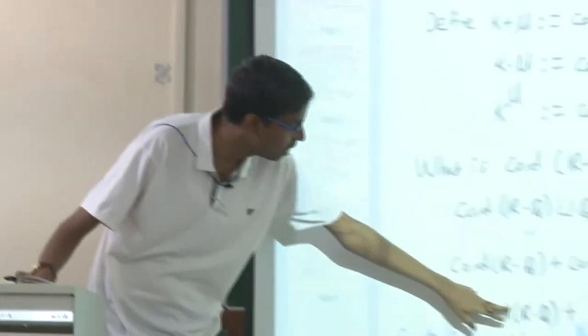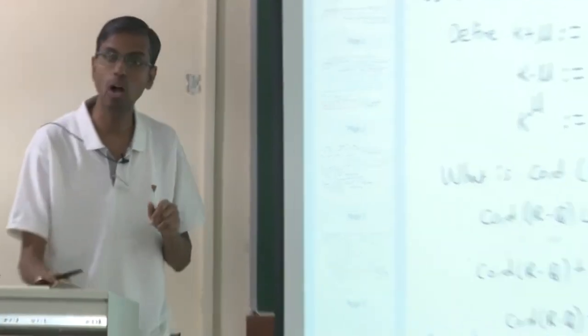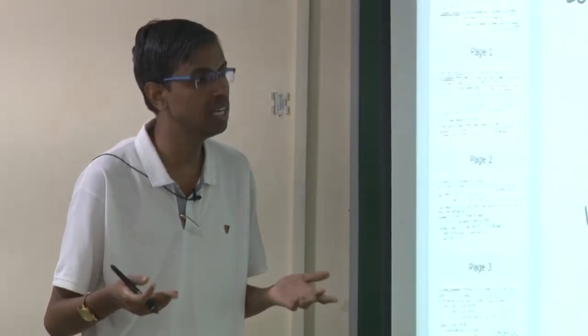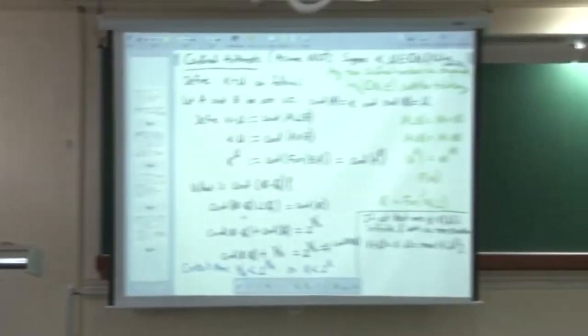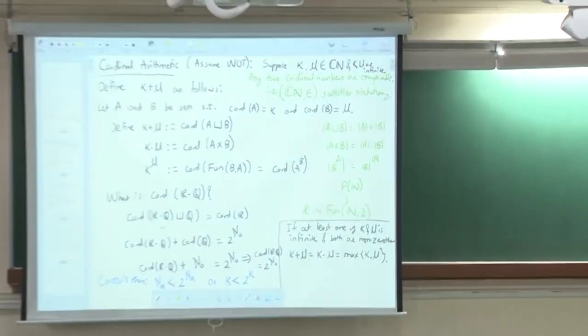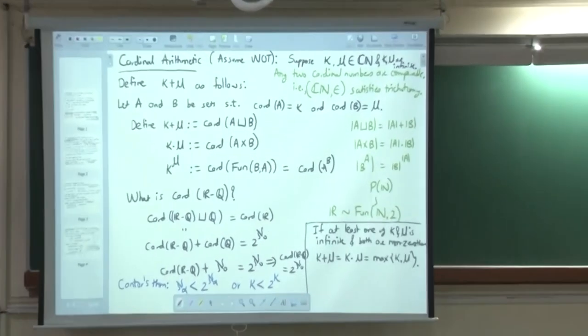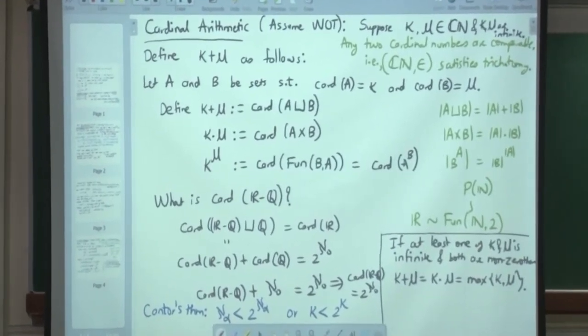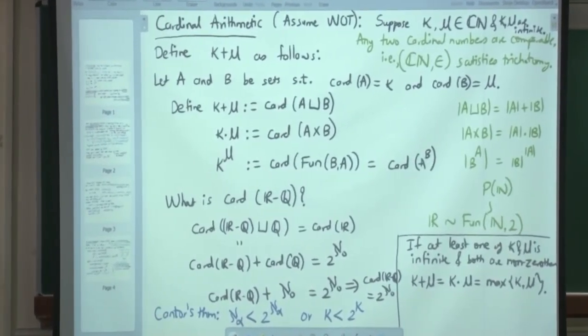You are supposed to prove this in the assignment. Yes? Then the cardinality of this number is less than or equal to 2 to the aleph naught, and if it is strictly less, then that is a contradiction. So therefore, it must be equal. So this will imply that the cardinality of R minus Q is equal to 2 to the aleph naught. I did not write the whole argument, but I invite you to do that. Please make sure you write this argument down properly.